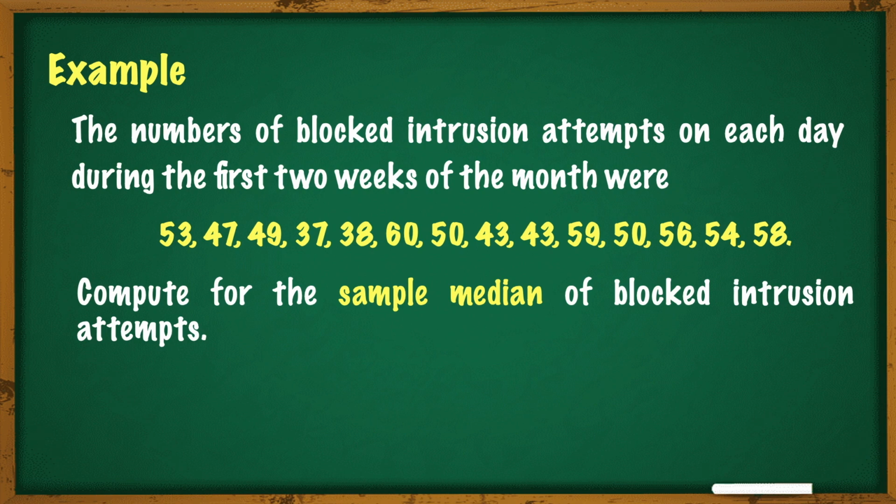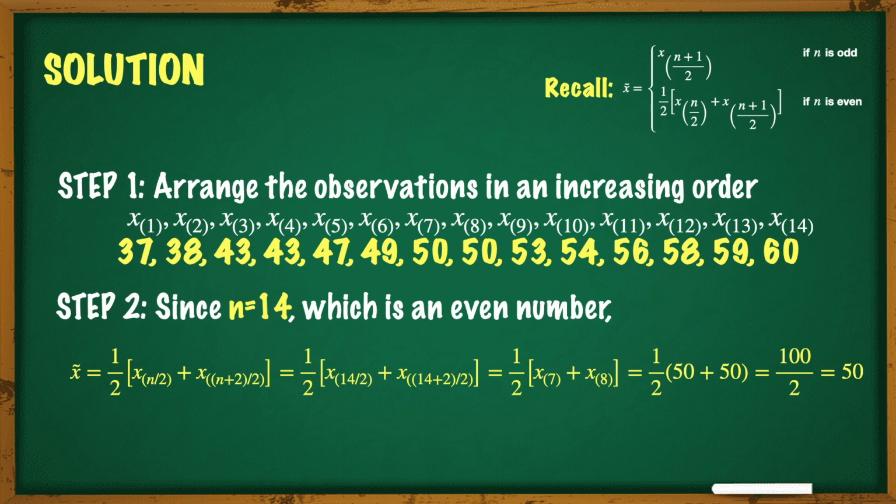The second example is the numbers of block intrusion attempts for the first 2 weeks of the month. Given this data set, let us compute the sample median number of block intrusion attempts. The same process of what we did previously in computing for the median. First, we arrange the observations of the block intrusion attempts in a decreasing or increasing order of magnitude. In this case, we arrange it in increasing order still, and the arranged data are as follows.